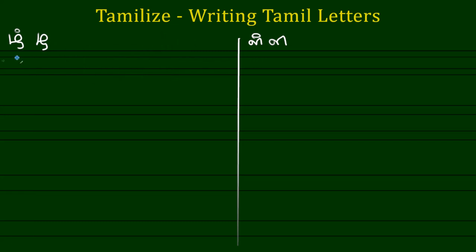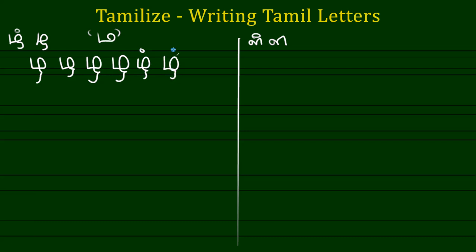Okay. So once again, we'll start over. Ra is very similar to the ma sound. So you write the ma and come down and give it a sharp turn and then do a curve, right? So like this, ra. So this is the ra sound, and you add the pulli, that will give you the r sound. So Tamil, we write Tamil, right?